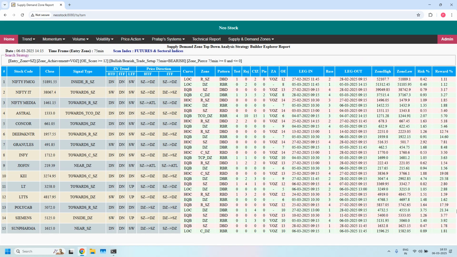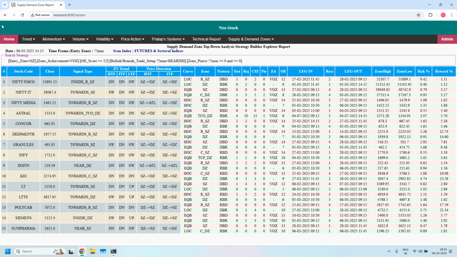Currently, these 15 stocks are supporting bearish trade setup for weekly income trade. And all these entry time frame zones are 75 minute supply zones. These are the entry time frame supply zones. Out of these 15, how many are having ITF supply zone confluence?